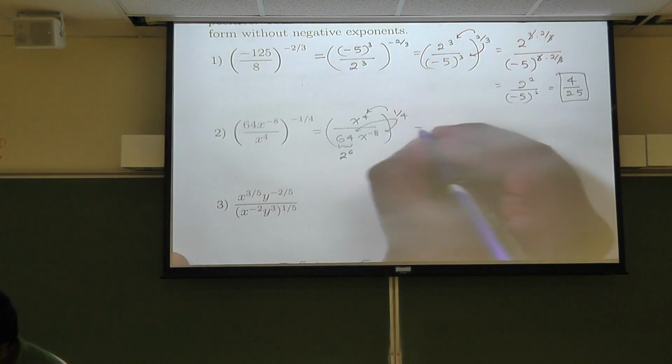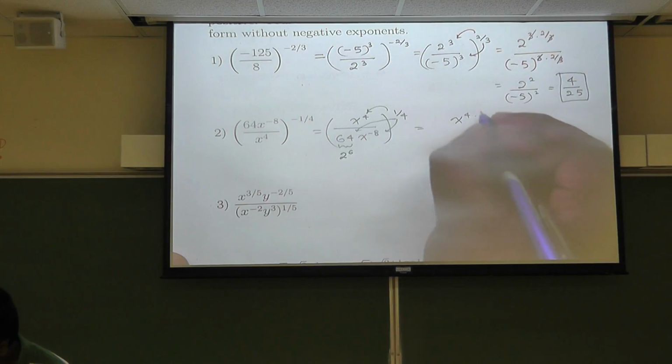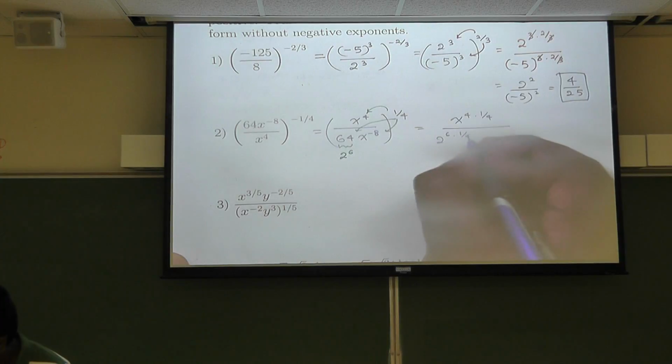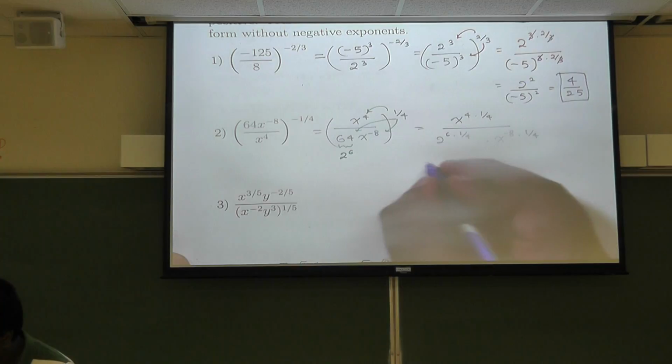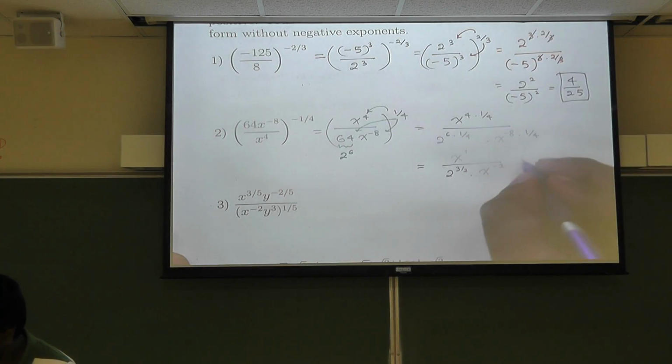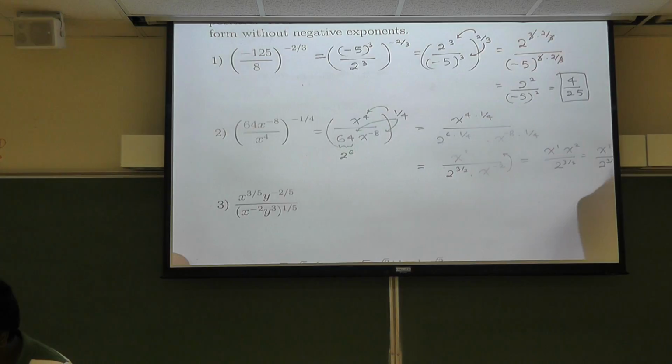Okay, so let's see what I get here. X to the power 4 times 1 over 4 divided by 2 to the power 6 times 1 over 4 times x to the power negative 8 times 1 over 4. So I end up with x to the power 1, 2 to the power 3 over 2, and x to the power negative 2. And then I can move this x to the power negative 2 up. That would be x to the 1, x to the 2, over 2 to the 3 over 2, x to the 3 over 2 to the 3 over 2.